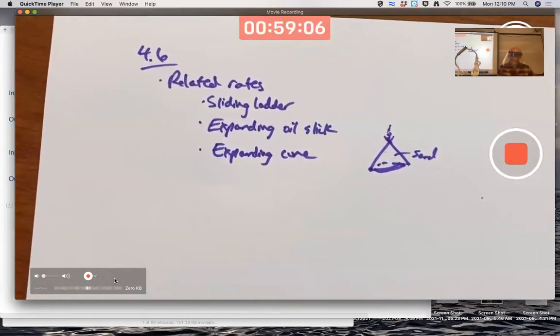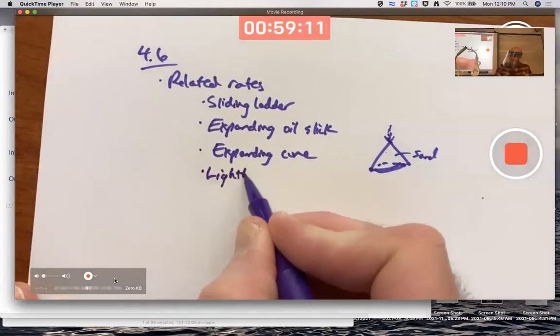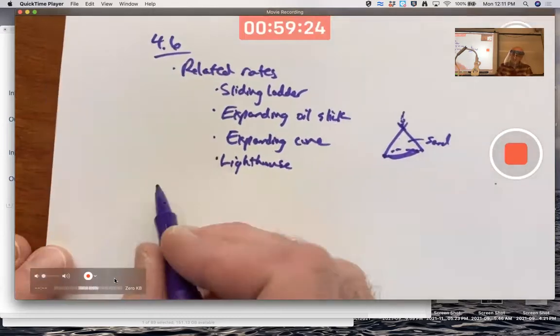We did the lighthouse one too, where the light was rotating. And we're looking at the spot of the light. It's number 60. It's actually 4.6. 4.7 was mostly about L'Hopital's rule.